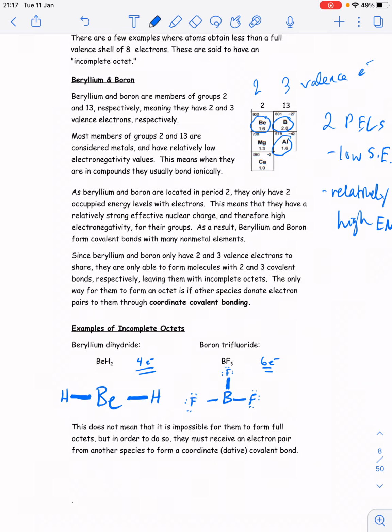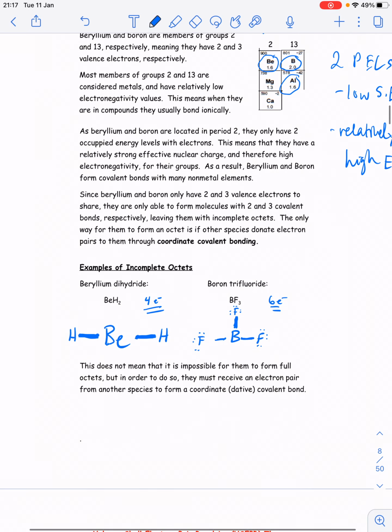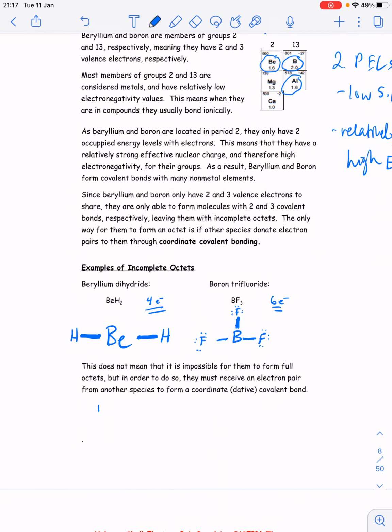For SL, we only look at incomplete octets, elements with less than 8, and the 2 elements to be aware of are beryllium and boron. There could be other examples you could be asked to draw, like BeCl2 or BH3, but it's all the same. You're always going to end up with drawing beryllium with 2 single bonds and boron with 3 single bonds, and that's how they have those incomplete octets.